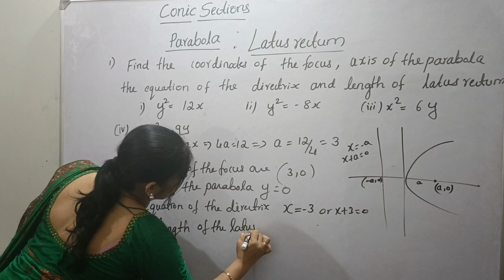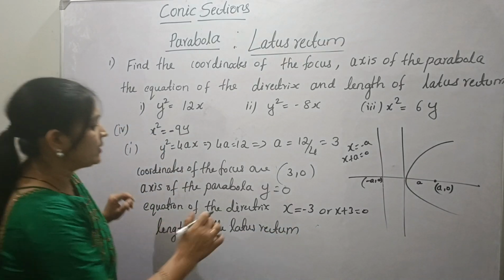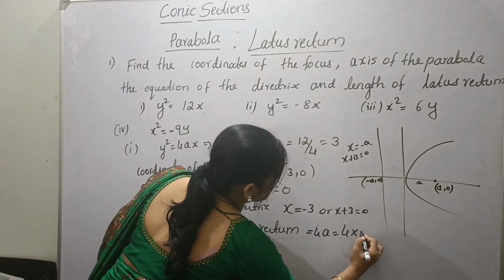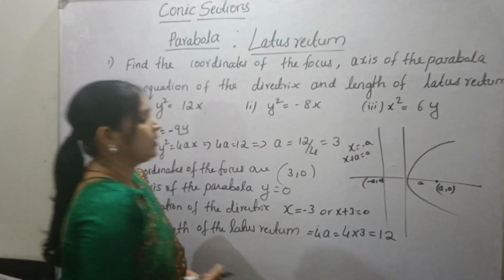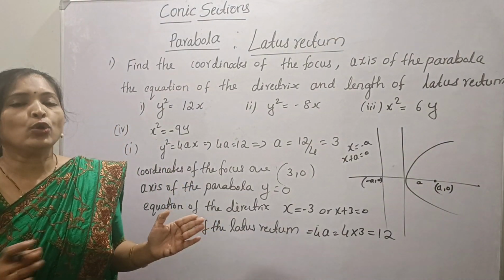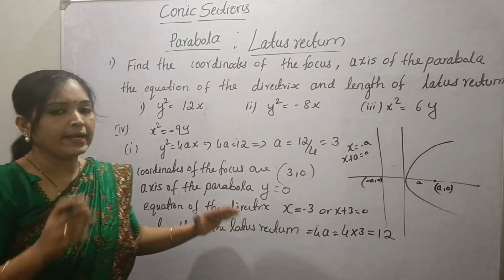Length of the latus rectum is nothing but 4a, right? Equal to 4a, that is 4 into 3, 12. So here the length of the latus rectum is equal to 12. Here there is no negative because it is the distance of the latus rectum.